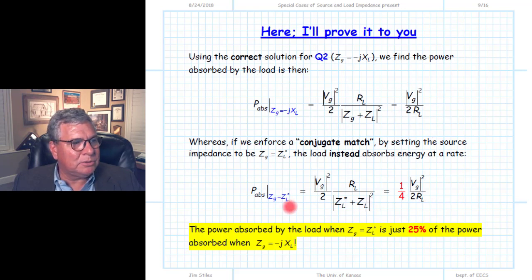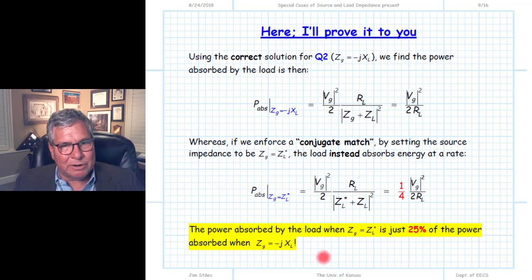Contrast that to the power absorbed by the load when we make our source impedance equal to the complex conjugate of the load. We go through the math, and what we find as a result is simply 1/4 of the result here. In the case where we set the source impedance equal to the complex conjugate of the load, we find that we have just 25% of the power absorbed when we use the optimal solution of source impedance.